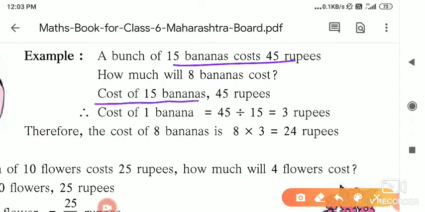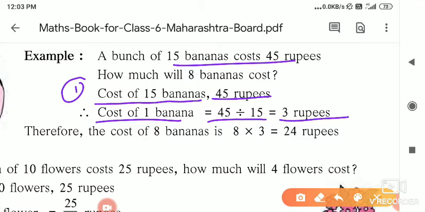So we have to write here, cost of 15 bananas is equal to 45 rupees. And next, the first step is you have to write the cost of many things which is given to us in the example. Then the cost of 1 banana is equal to 45 divided by 15, that is 15 3s are 45. So 3 rupees is the cost of one banana.